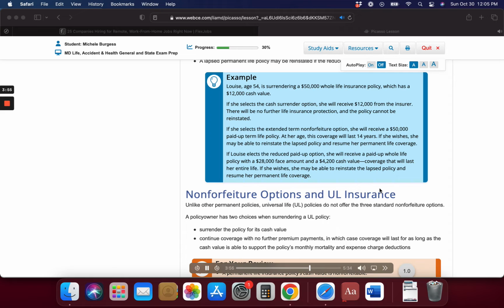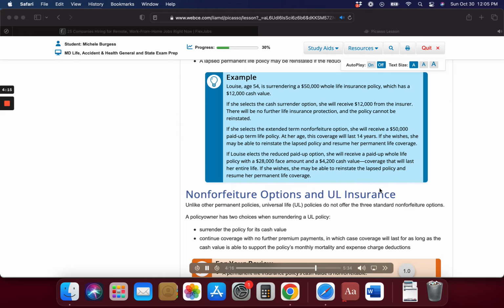If Louise elects the reduced paid-up option, she will receive a paid-up whole life policy with a $28,000 face amount and a $4,200 cash value, coverage that will last her entire life. If she wishes, she may be able to reinstate the lapsed policy and resume her permanent life coverage.